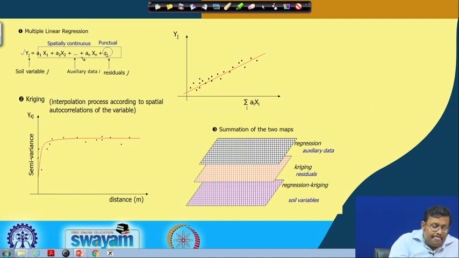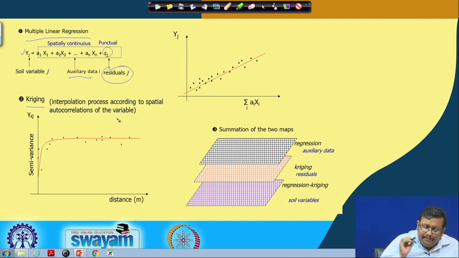Obviously, these A1, X1, A2, X2, An and Xn are spatially continuous, whereas this is the residual. This is basically a linear predictive model, and in this linear predictive model they have used this auxiliary data as predictors. As you can see, X2 up to Xn, all these are auxiliary data. They have divided the prediction into 2 major parts. One is multiple linear regression, another is kriging.